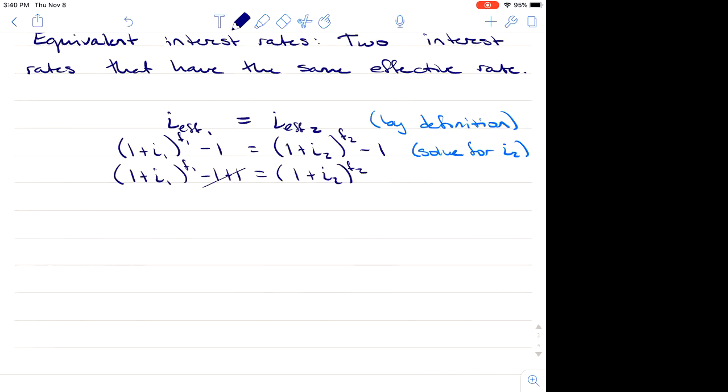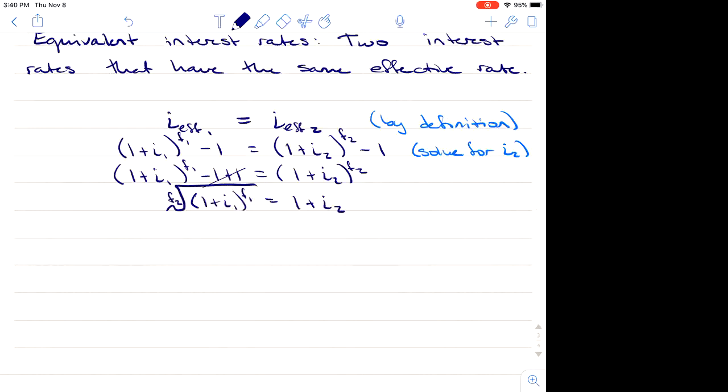And then, so if we want to get rid of that to the power of F2, we would take the F2th root of both sides. So we end up with the F2th root of (1 plus I1) to the power of F1 is 1 plus I2. Whole lot of good that did us.